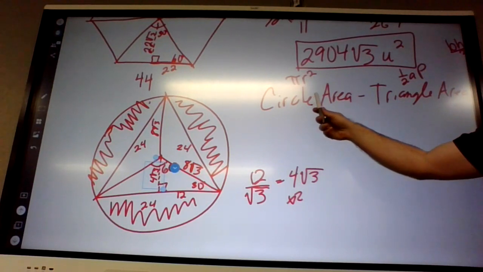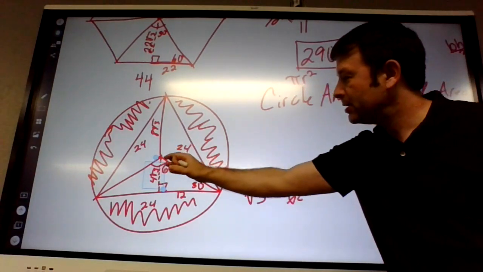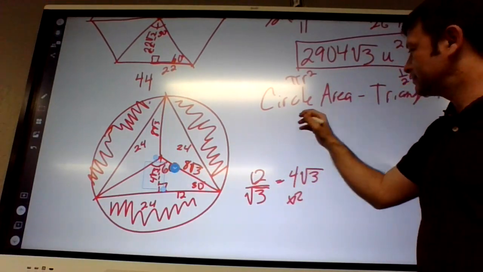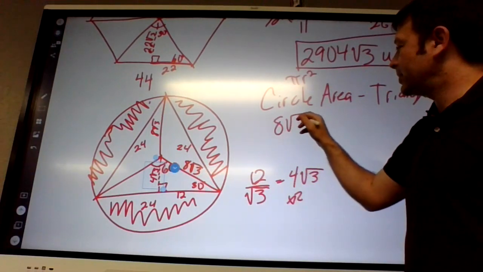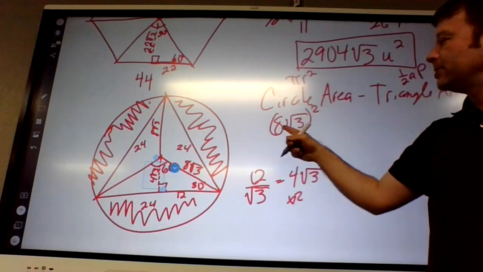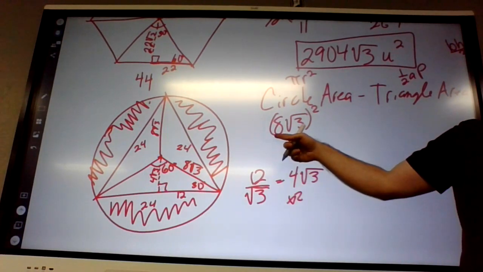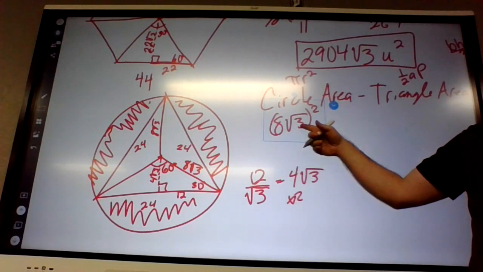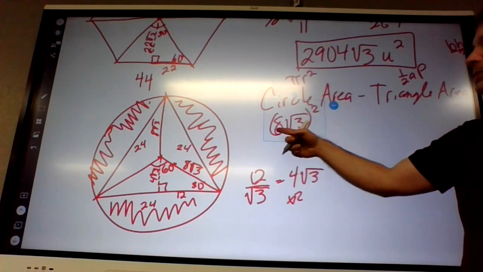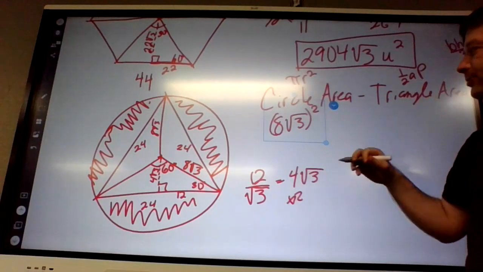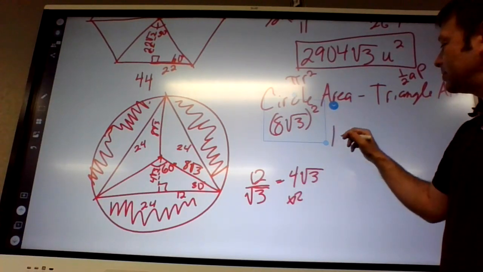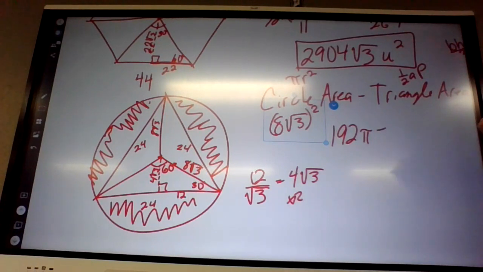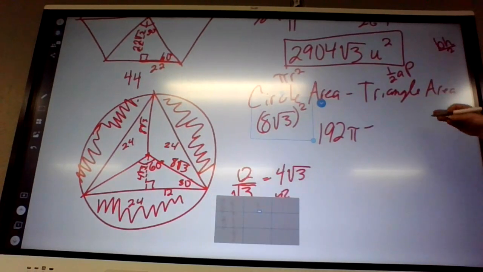Circle area, pi r squared. What's the r? 8 square root of 3. Right there. Squared. What's 8 times 8? 64. Square root of 3 squared, square root of 3 times square root of 3, 3. 64 times 3 is like 192. So the circle area is 192 pi minus triangle area.